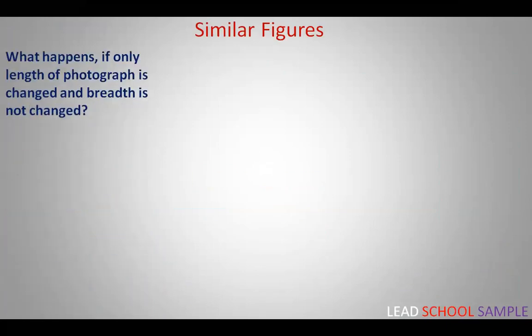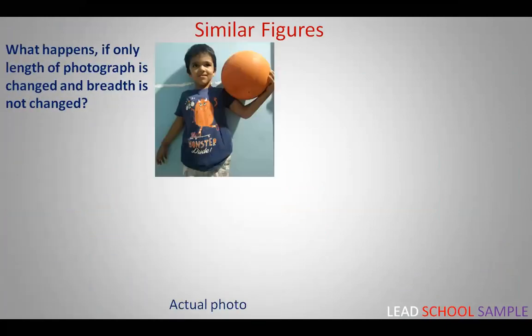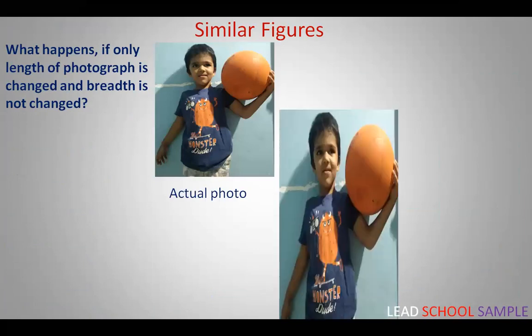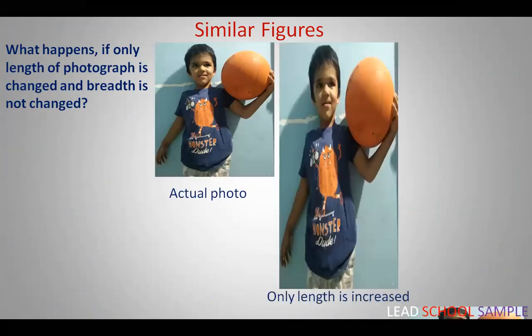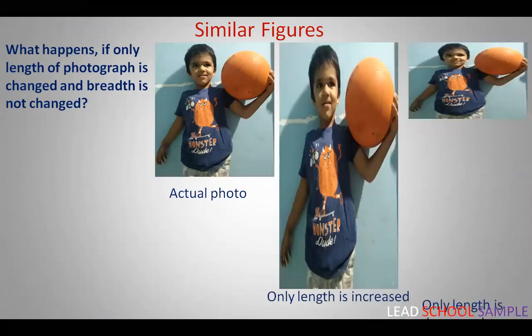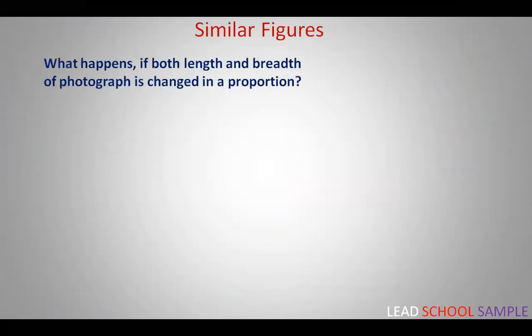What happens if only the length is increased? This is the actual photo. We are increasing only the length, and here we are decreasing only the length. So here the boy may look tall or short, but the original picture is distorted.